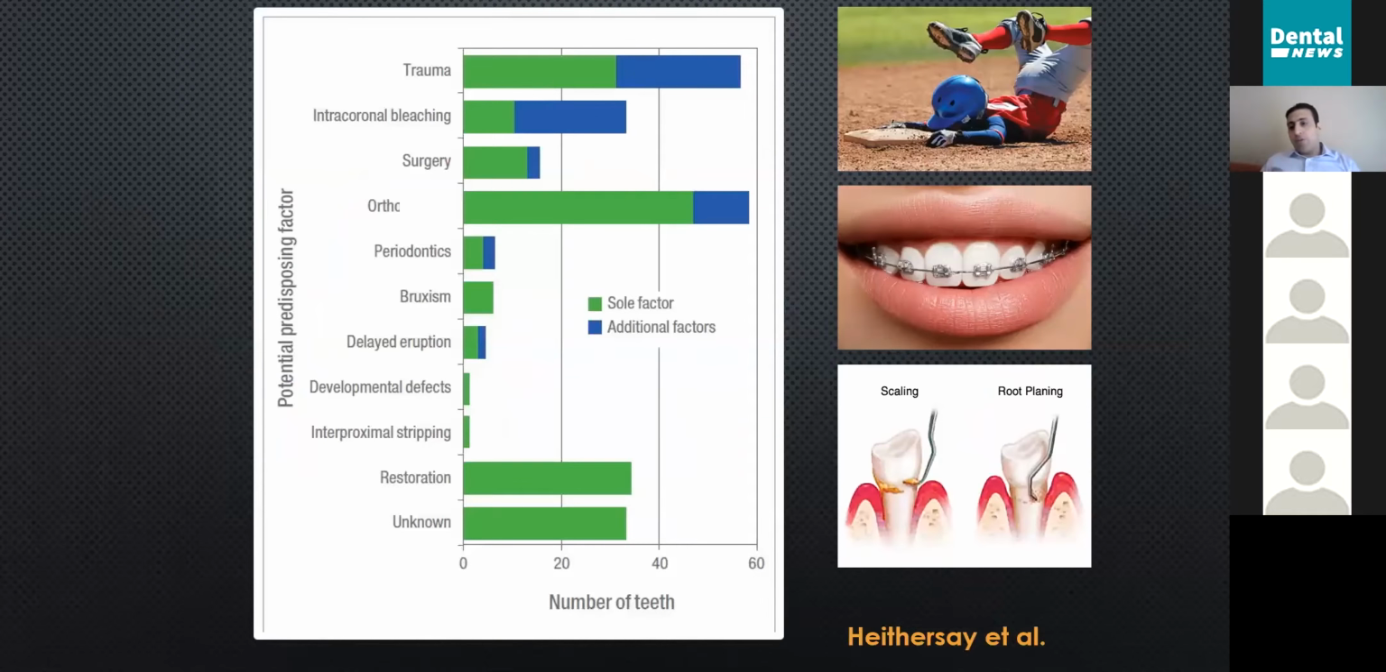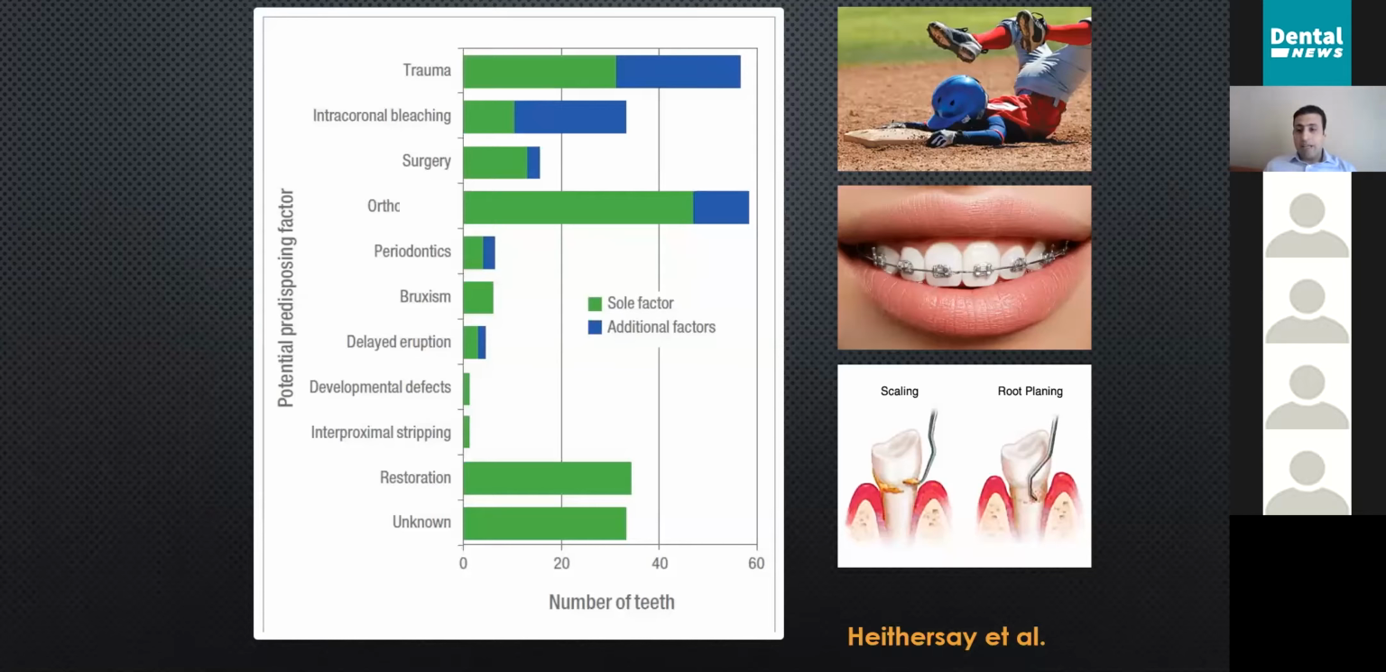And if we dive into the causative factors for invasive cervical resorption, again, the trauma is not just physical trauma that can happen. There are some other things like bleaching, which can be very aggressive, and we're going to discuss how we can prevent that from happening, but also aggressive scaling and root planing.